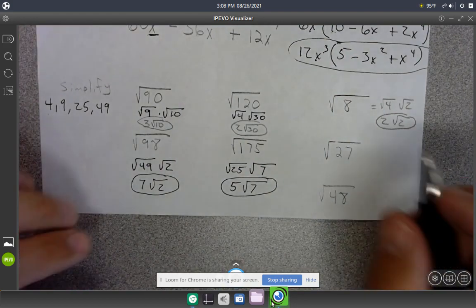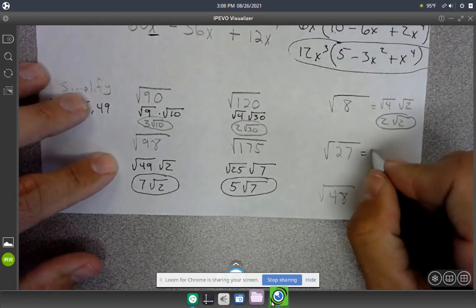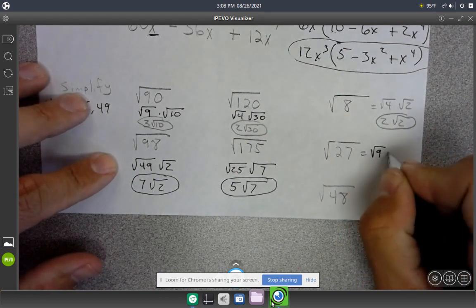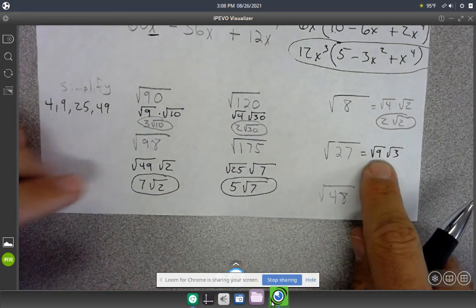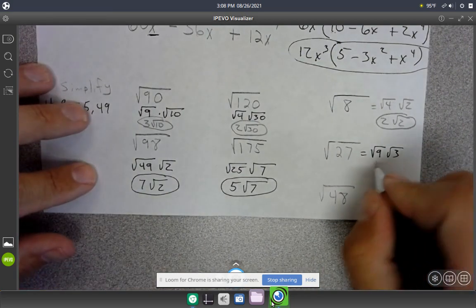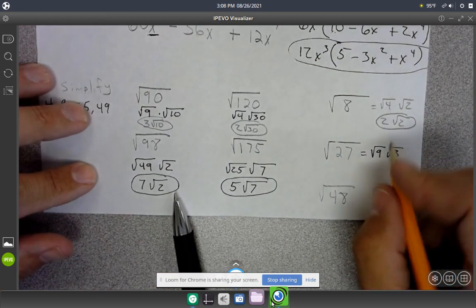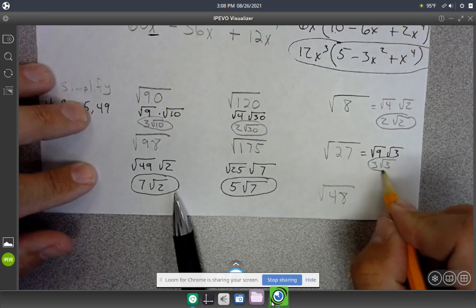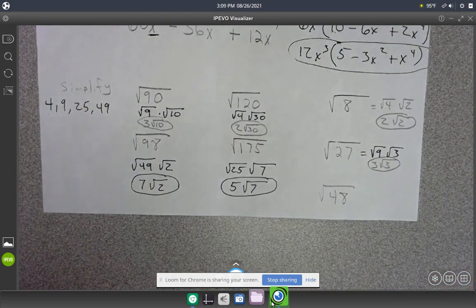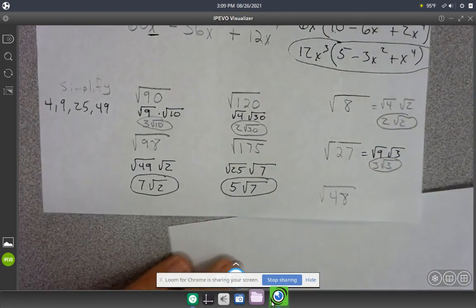27, that's 9 times 3. So I'm going to write it as a 9 and a 3. The square root of 9 ends up turning into a 3. So I get 3 square roots of 3. And then the last one. All right, 48. Dang it. I guess I need some extra space down here.